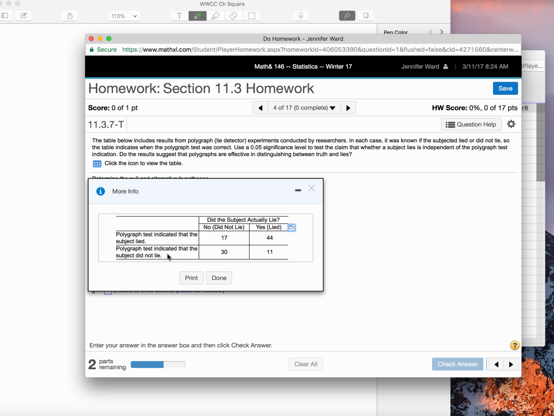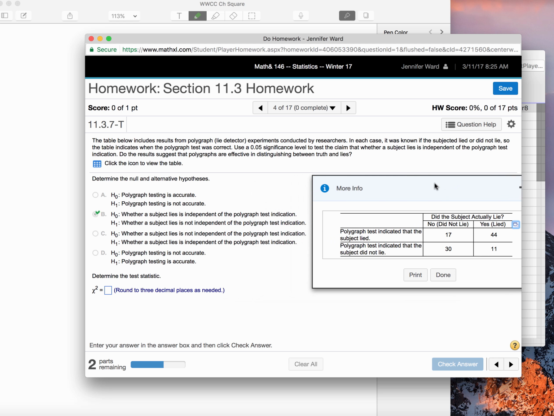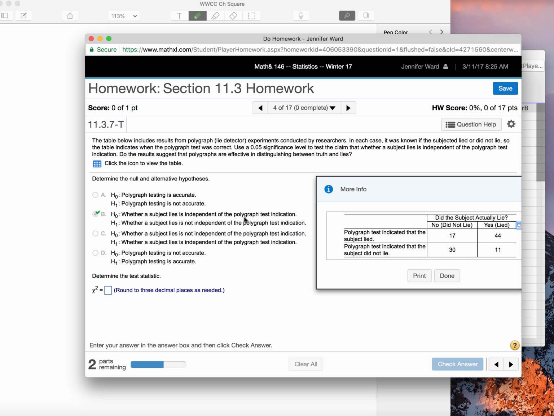So our goal is to figure out if what actually happened and what the polygraph test said are independent of one another, so they have no effect on one another, or there is a dependency between the two. So when we go to come up with our hypotheses, we need to include the word independent or not independent. So our hypotheses for this problem are whether the subject lies is independent of the polygraph indication for the null hypothesis, and then the alternative is that they're not independent.